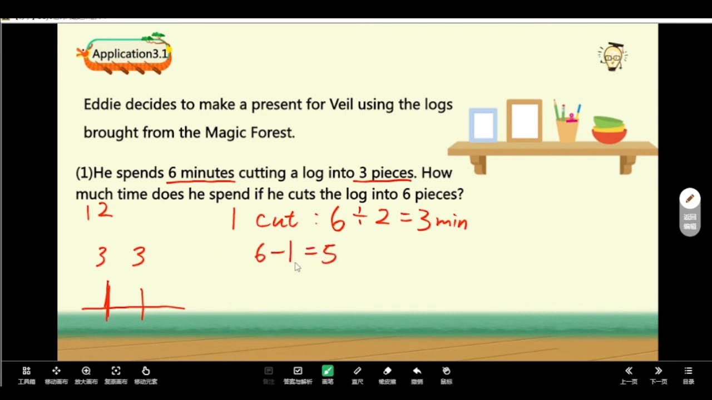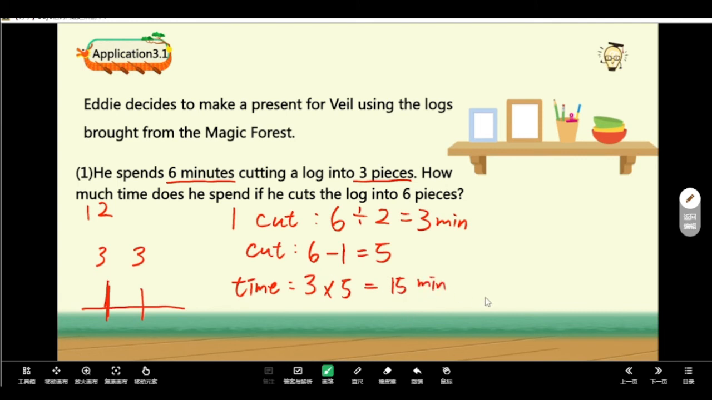For 5 cuts. And I need to cut the log into 6 pieces. So how many cuts do I need? I need 6 minus 1 equals 5 cuts, right? And I have 5 cuts, 3 minutes for 1 cut. So how much time do I need to cut my log into 6 pieces? That means my time is 3 times 5 and equals 15 minutes.